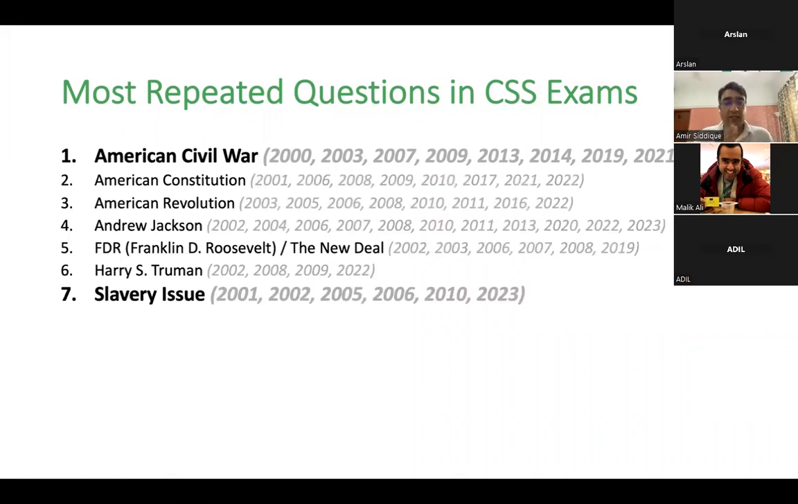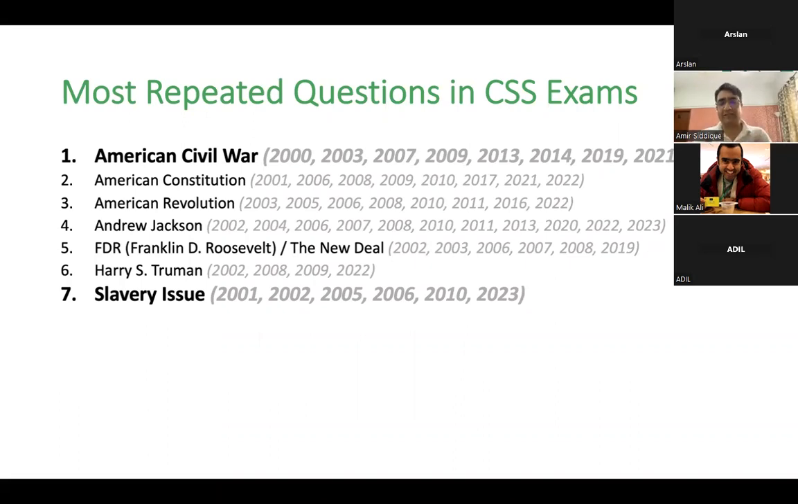As you can see, the question on slavery appeared frequently until 2010. And there was a long period of 12 years where there was no particular question on slavery. Until this year, 2023, there was a question about slavery. And if you recall, the question was about the Middle Passage and the Northwest Passage.